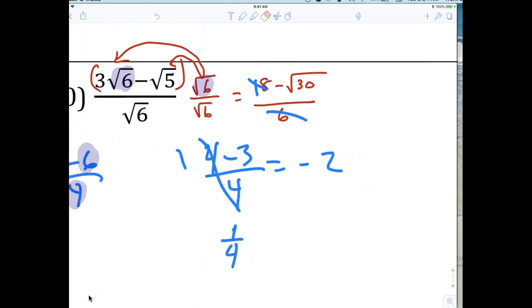Okay, so the next problem we have is people say, well, everything's divisible by 6. Is 30 divisible by 6? No. Yes. However, it's what? It's a radical, or it's irrational, right?